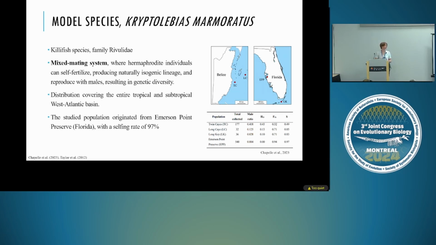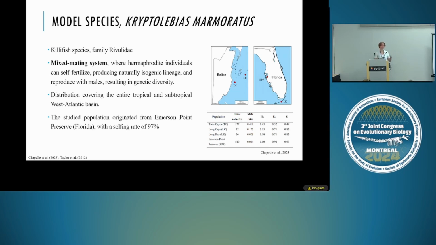It's a killifish species from the family Rivulidae. Why am I working with that species? Well, it's a unique vertebrate that has a mixed mating system, where we have hermaphrodite individuals that can internally self-fertilize, giving isogenic lineages in the wild, but we also have males that can cross-fertilize with the hermaphrodite, giving us a certain genetic diversity. There is no female.